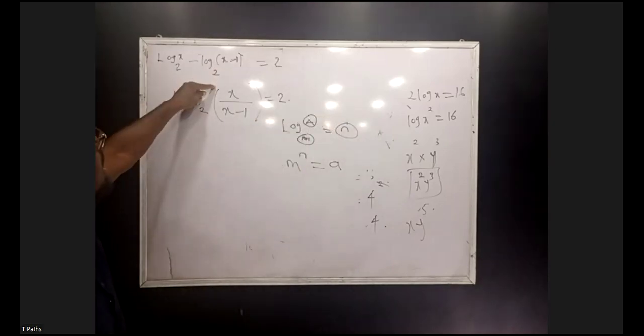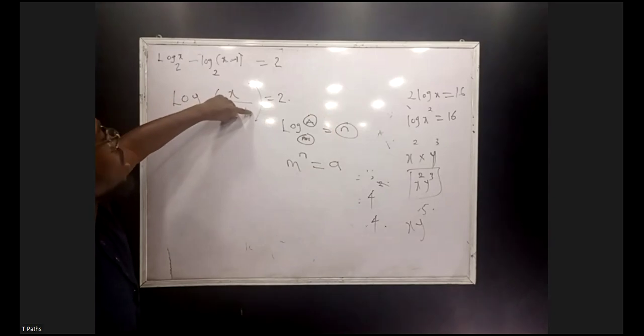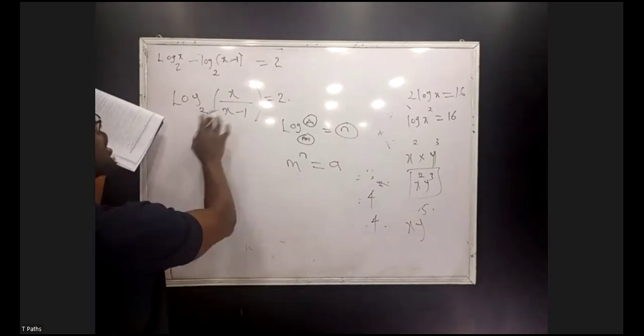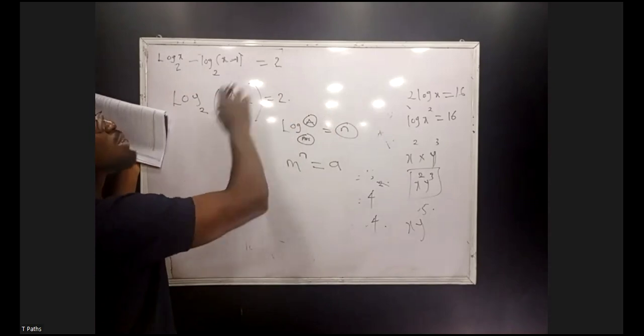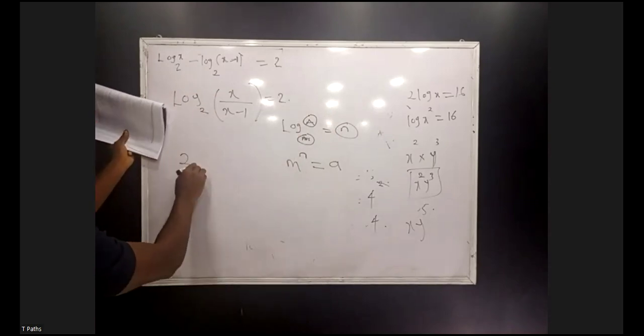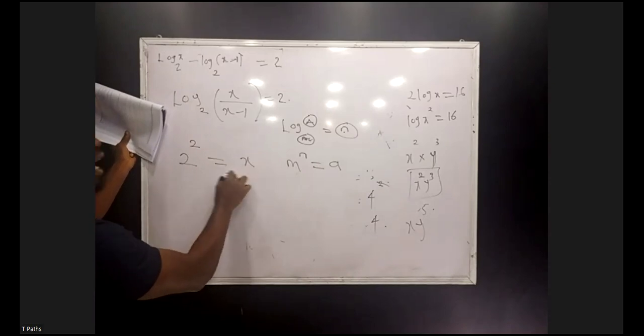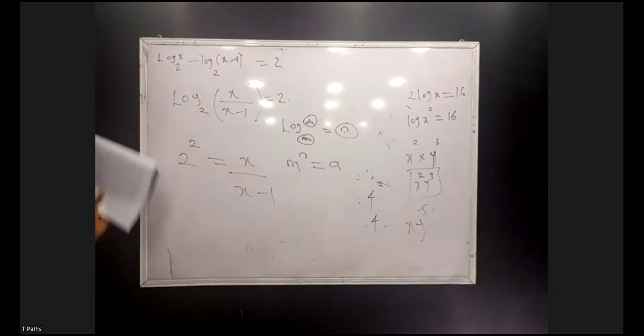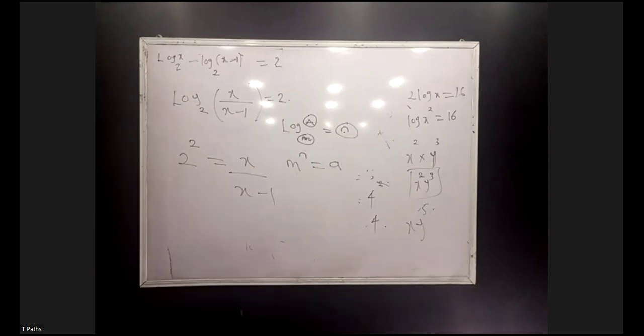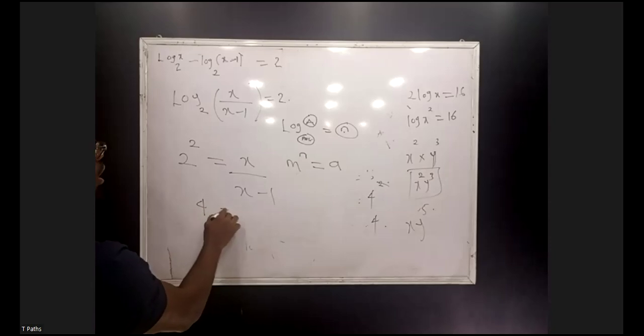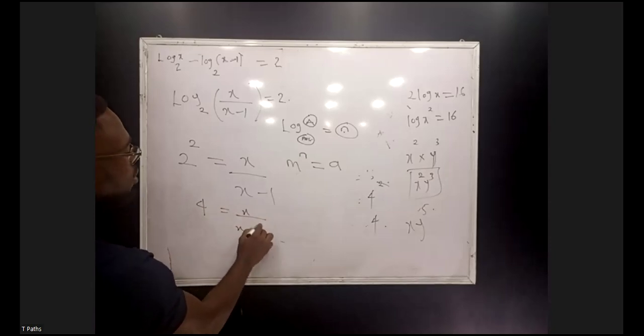So I have logarithm of x divided by x minus 1, to base 2. It means that if I apply the same rule, 2 raised to power 2 must give me x divided by x minus 1. Am I making sense? And what is 2 raised to power 2, class? 4. Divided by what? x divided by x minus 1.